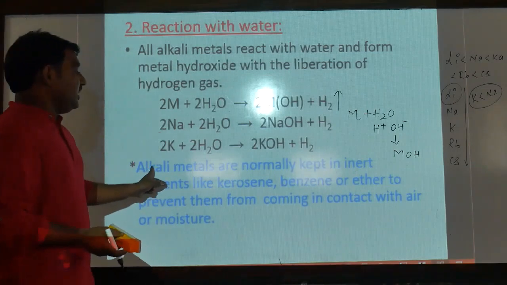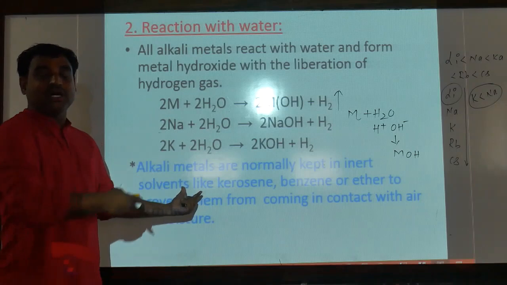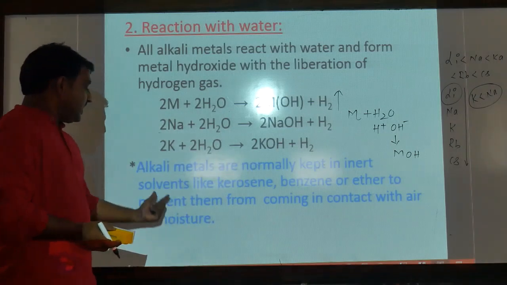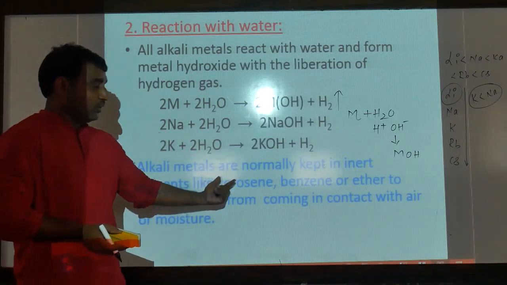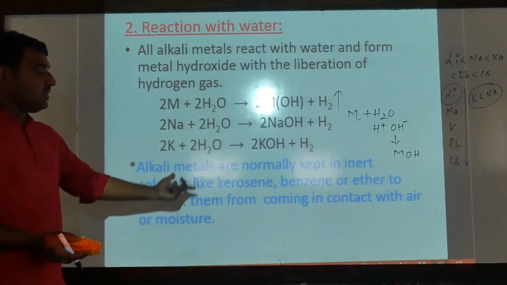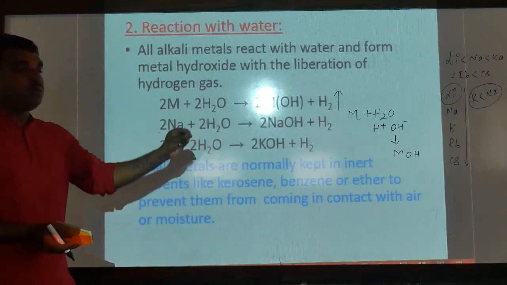And alkali metals are normally kept in inert solvents, as we already discussed in the earlier slide. Alkali metals are normally kept in inert solvents like kerosene, benzene or ether. So you can keep them in any of these solvents, it can be kerosene, benzene or ether, whichever you store them in.